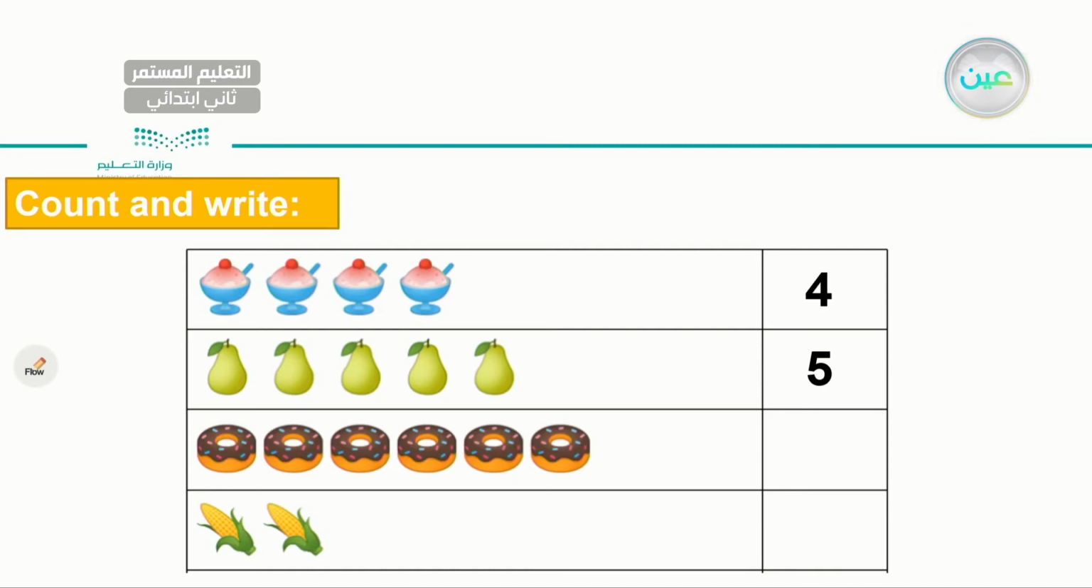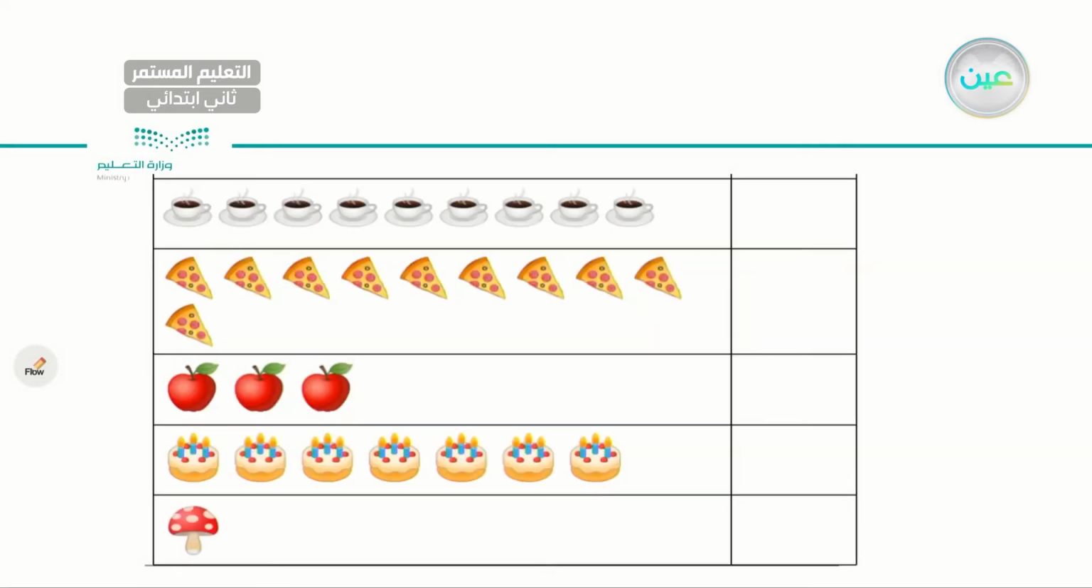The answer is 6. Very good. I can see 6 donuts. And how many corns can you see? How many? I have 2. Very good, my dear student. Very good. Now, I'll try to challenge you with high numbers.